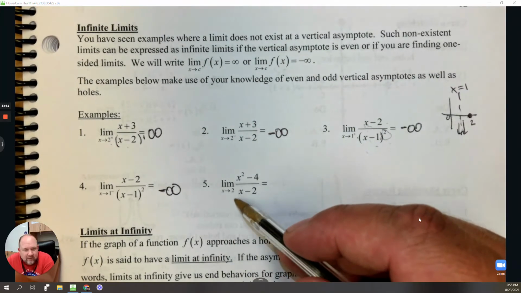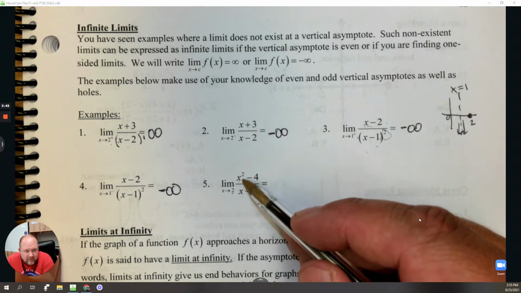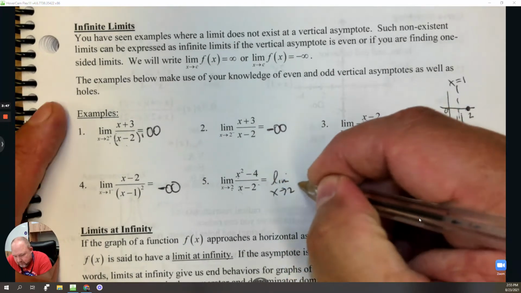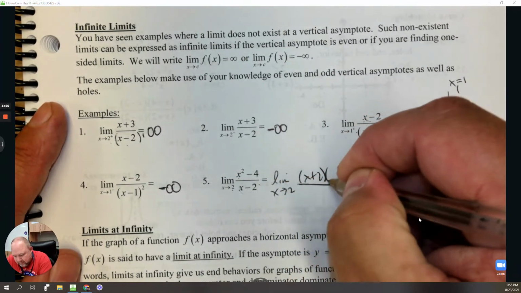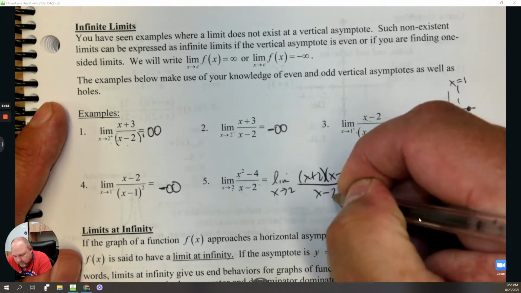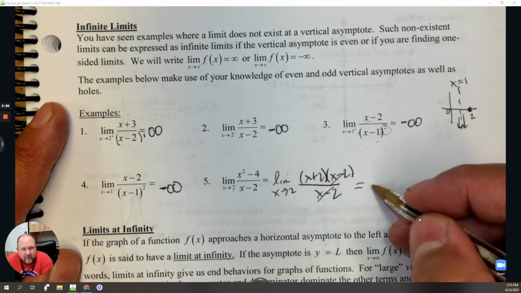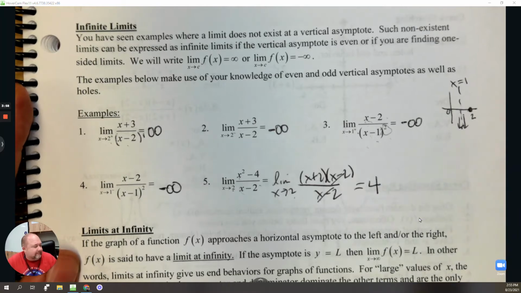And this question here, if I plug in 2, be careful, because it's removable. So we have x plus 2, x minus 2. So this is removable, and then plug in 2, and the limit value is 4.